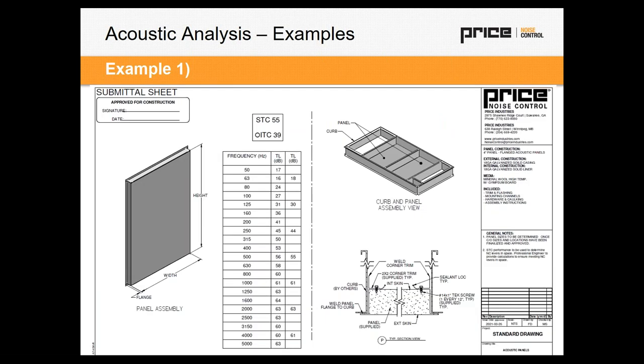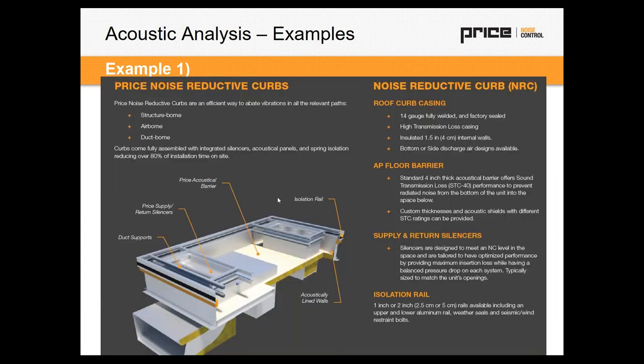So what did I determine from that analysis? From having such a powerful software, I was able to, number one, see what specific STC rating panel construction for our price acoustical panel offering, what performance they would need to treat the bottom of the curve to get that NC 45 max in the space below. I also did the ductborne analysis for supply and return to size the silencers that I recommended to be flush with the bottom of the curve.